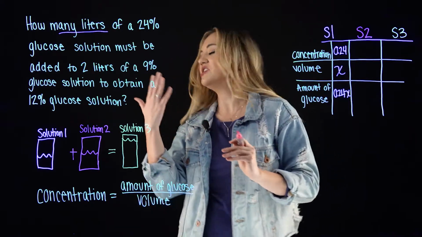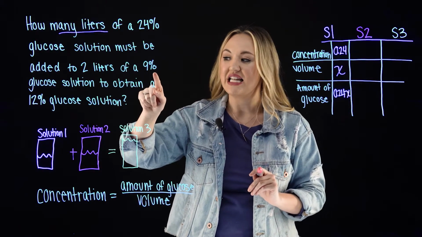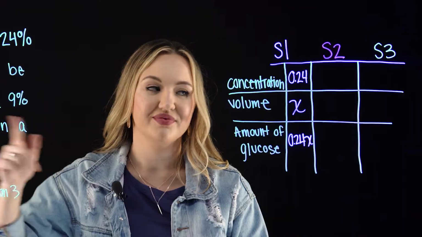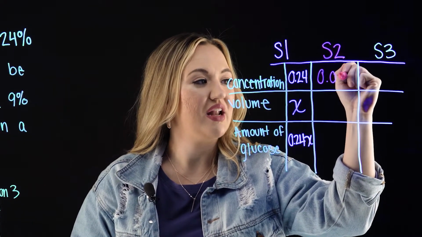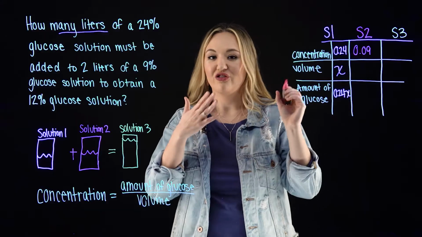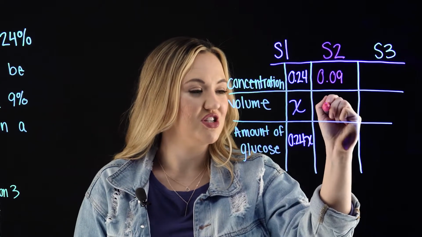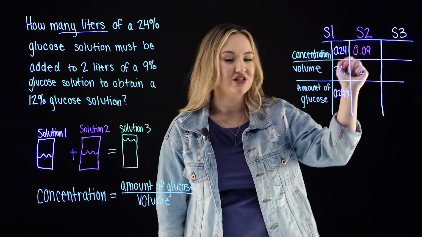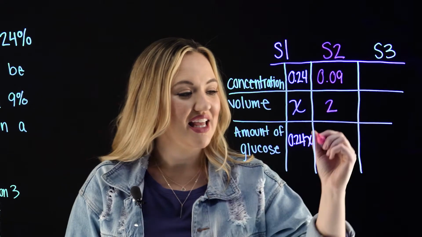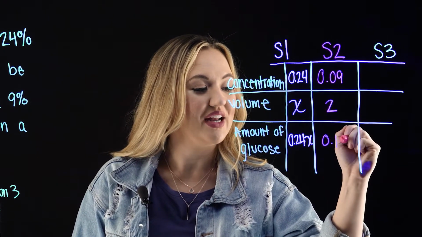Now, let's look at solution 2. Same thing, let's go back to our stem. The first thing we notice is that solution 2 is a 9% glucose solution. So 9% as a decimal is 0.09. Our volume is given to be 2 liters. So volume is just 2. And then our amount of glucose, again, we're multiplying concentration times volume to get 0.09 times 2, which is just 0.18.